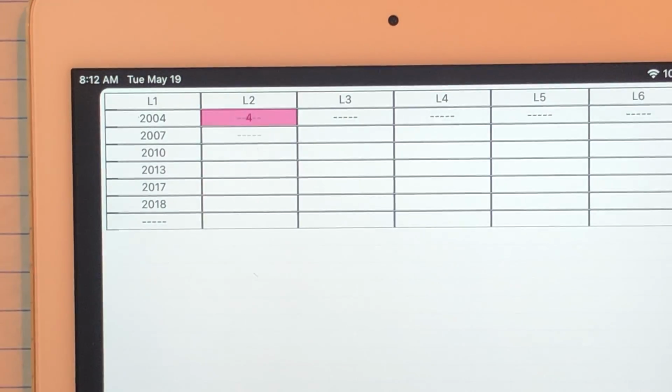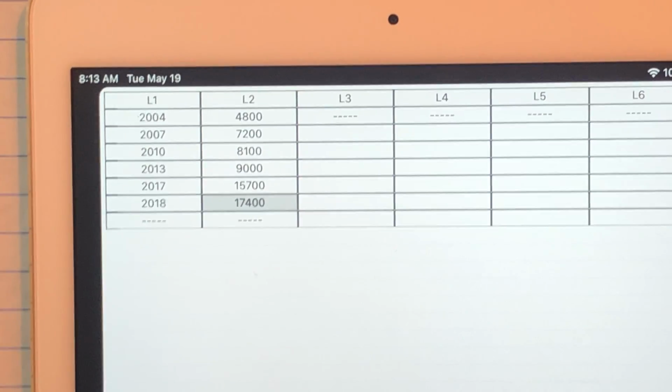4,800. There we go. 4,800, 7,200, 8,100, 9,000. Oops, that's too many. There we go. 15,700. And finally, 17,400. There, so I've entered my data into the calculator.